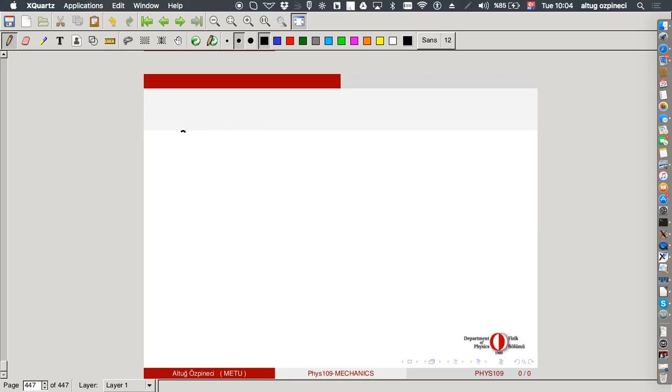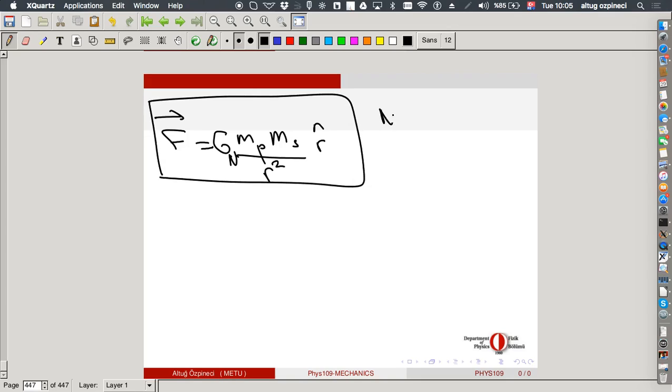So the force acting on a planet should be equal to the mass of the planet times the mass of the sun divided by their separation squared. That is, the magnitude has to be proportional to this. We also know the direction. Let's say it is in the r hat direction. The force acting on the planet is towards the sun, and the force acting on the sun is towards the planet. And what Newton did was just put in a proportionality constant. This is Newton's law of gravity.